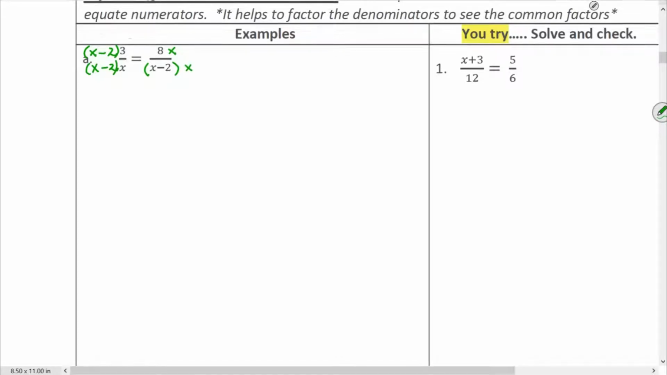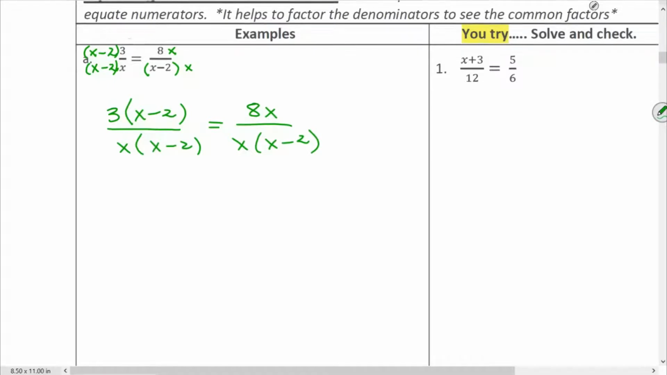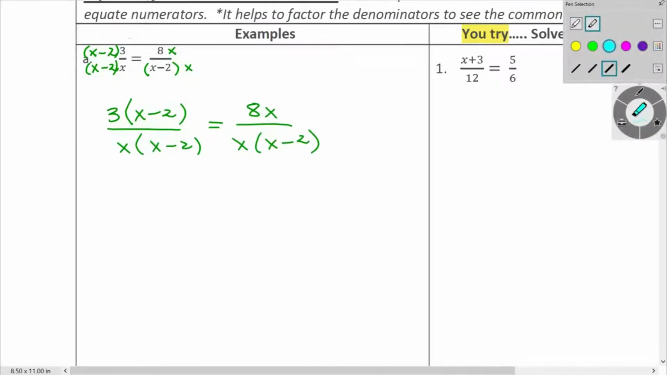Let's rewrite it. So I have 3 times x minus 2 divided by x times x minus 2 is equal to 8x divided by x times x minus 2. So I have the exact same denominator, x times x minus 2, so I can focus on just the numerators, and when are the numerators equal to each other?